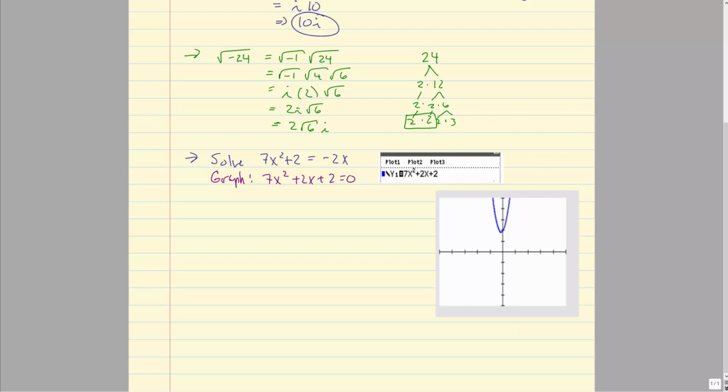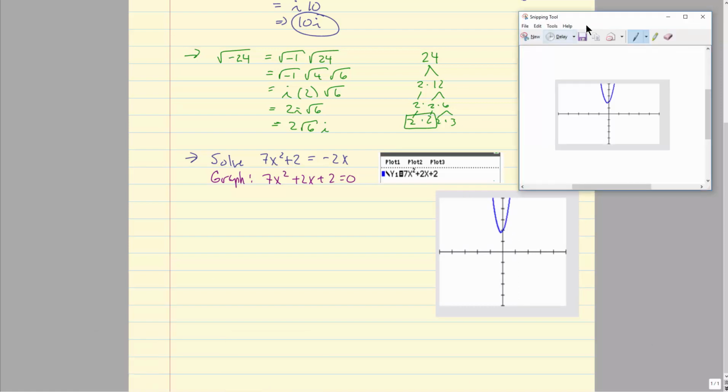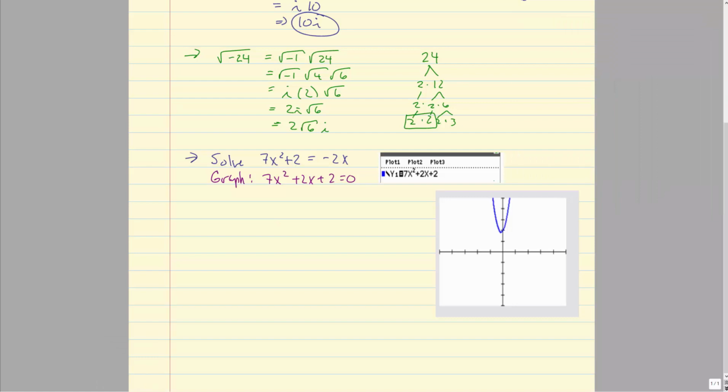So I'm going to go through and see if I can find any complex solutions. What this means is it never crosses the x-axis. There's no real solution. So in order for me to solve this or figure out what x could be equal to, I need to probably use a quadratic formula because I don't see that this factors nicely into a product of binomials. So let's go ahead and use the quadratic formula.